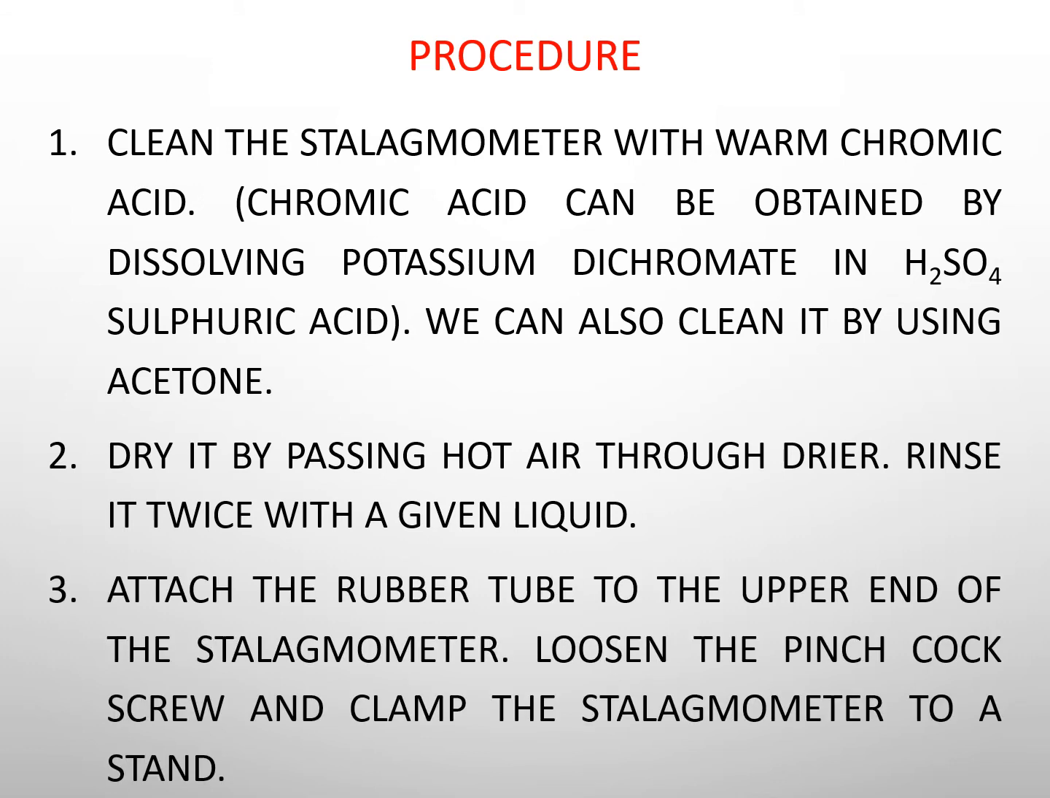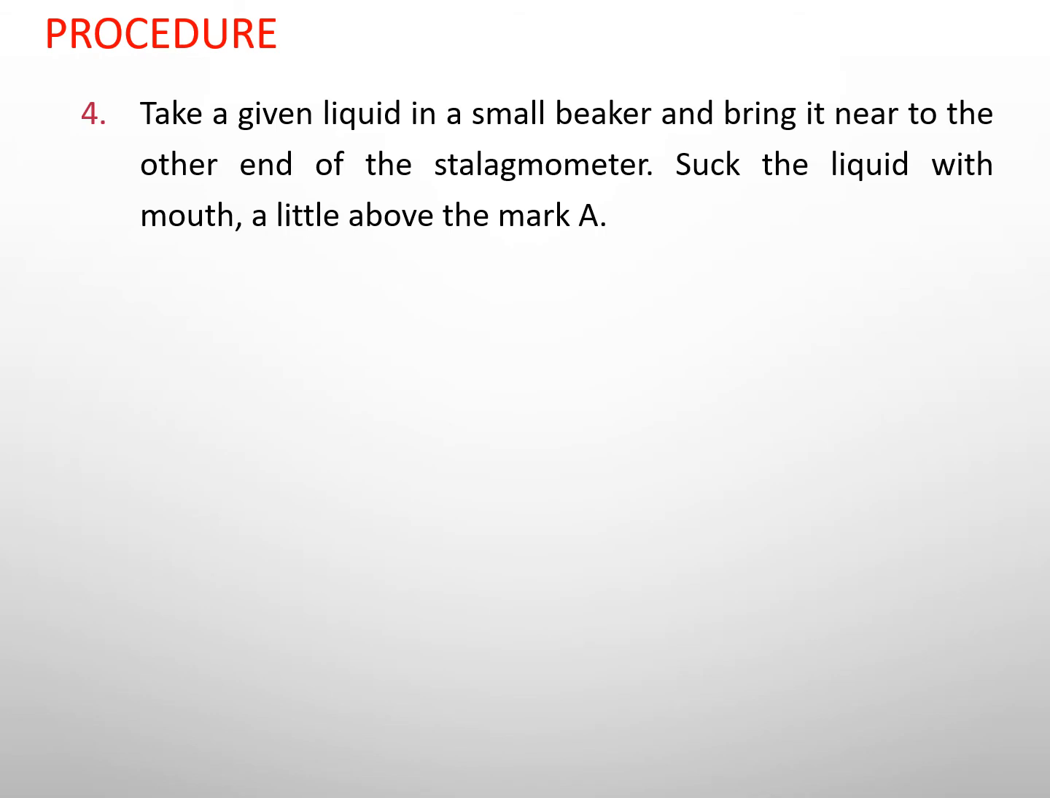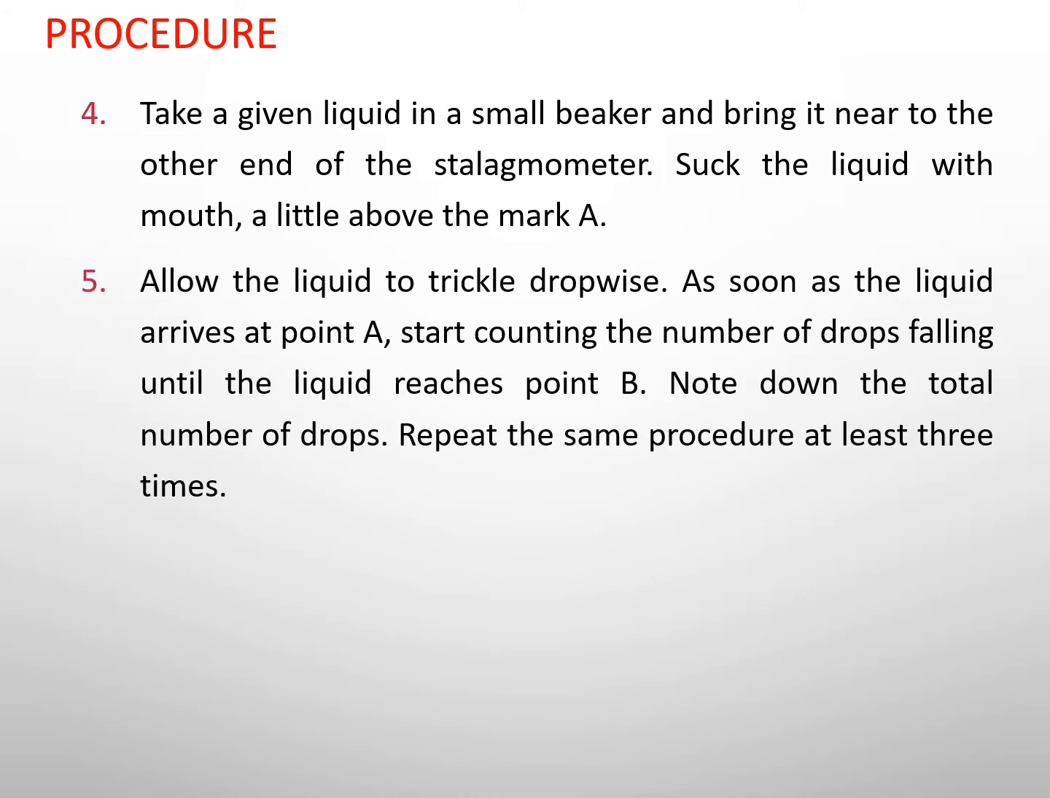Attach the rubber tube to the upper end of the stalagmometer. Loosen the pinch cock screw and clamp the stalagmometer to a stand. Take the given liquid in a small beaker and bring it near the other end of the stalagmometer. Suck the liquid with the mouth a little above the mark A. Allow the liquid to trickle dropwise.